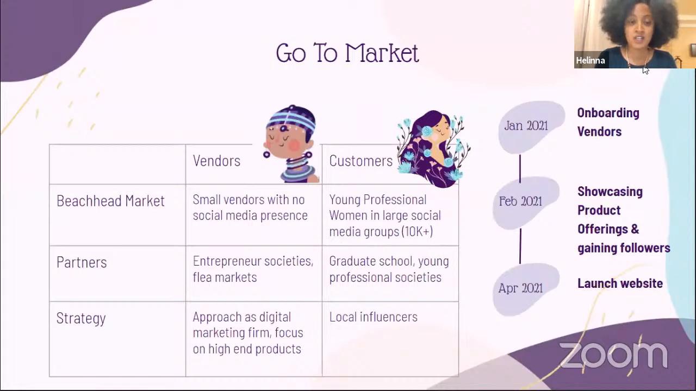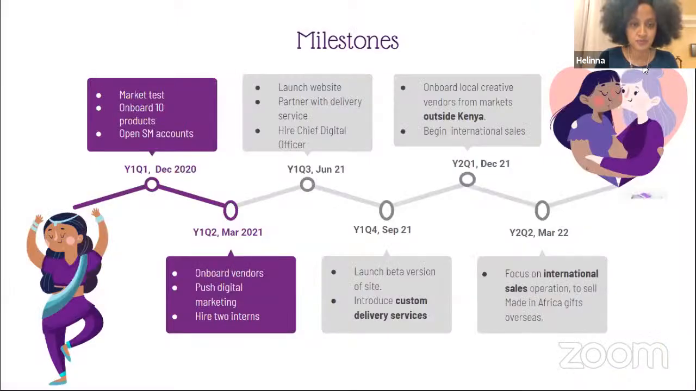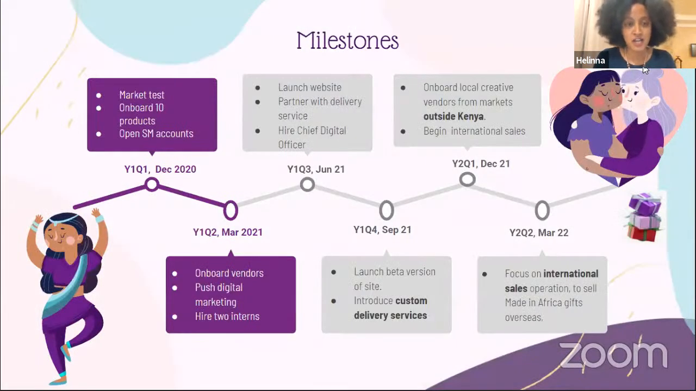As far as our go-to-market, we have two different ones, one for vendors and one for customers. So coming back to Mama and Jerry, we want to focus on small vendors with no social media presence. So really, we come to them as a digital marketing agency. We'll put their products online, we'll help them get more eyeballs. And so we'll reach these vendors through entrepreneur societies and just going to flea markets and talking to the artisans making beautiful products.